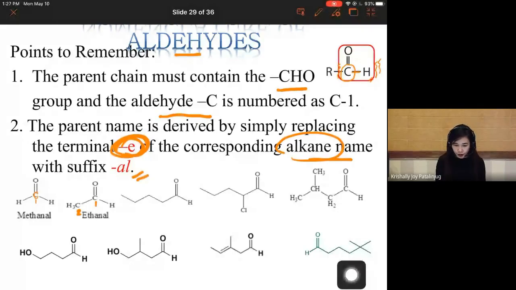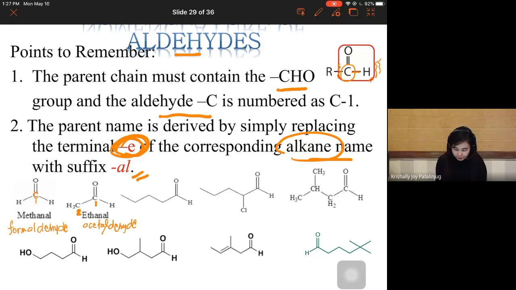Now, I want you to be familiar also with the common names of methanal and ethanal, because the systematic terms methanal and ethanal are not usually used. The common name of methanal is formaldehyde. The systematic name is methanal, while the common name is what is usually used. So if you encounter the compound formaldehyde, you know already the structure. Ethanal is acetaldehyde, just so you are aware of its common name.